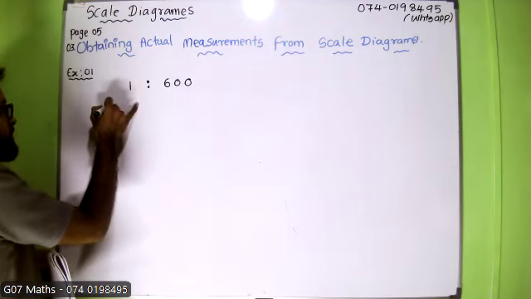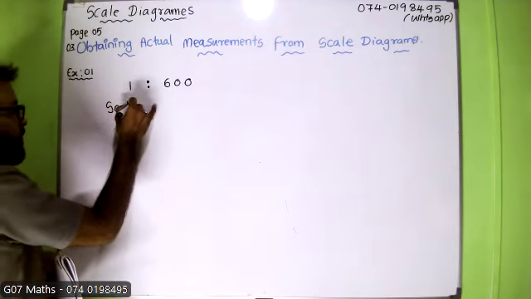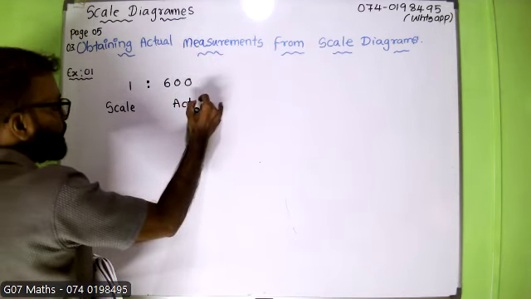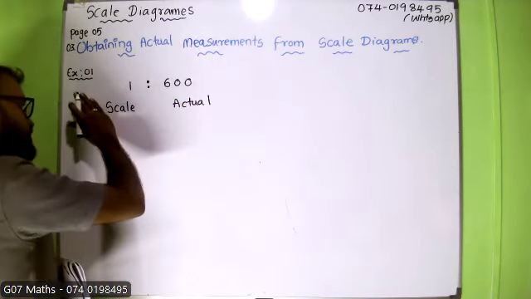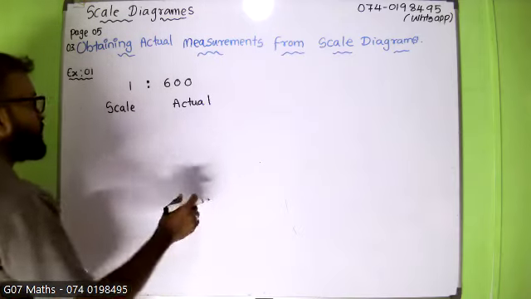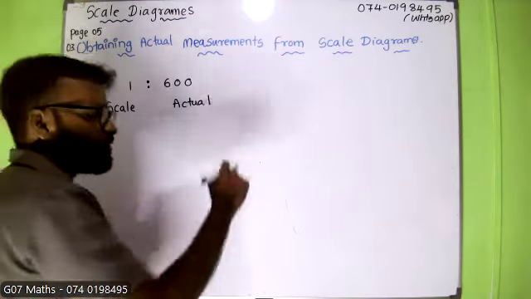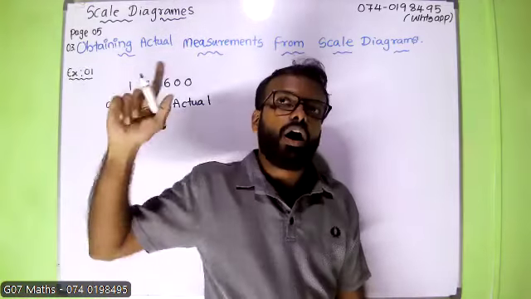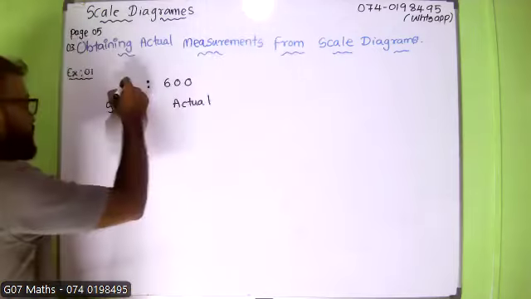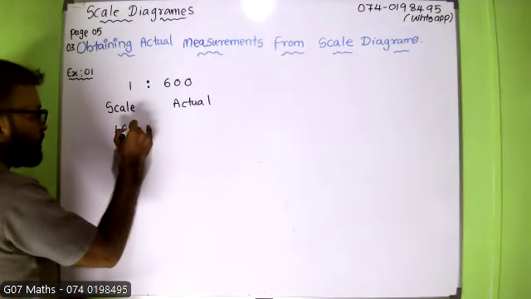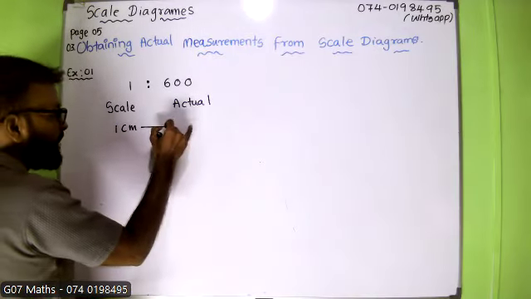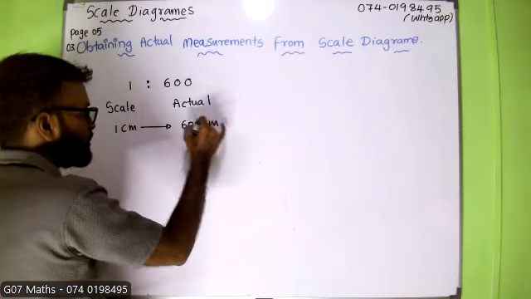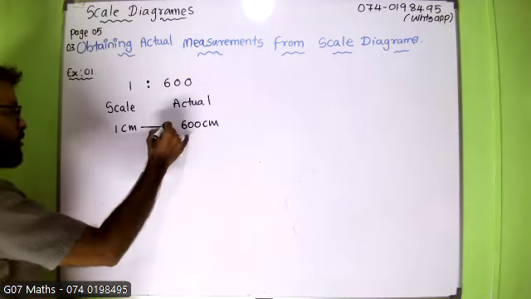Left hand side scale, right hand side actual. So first of all, what do you know about 1 to 600? 1 centimeter is going to represent an actual length of 600 centimeters.